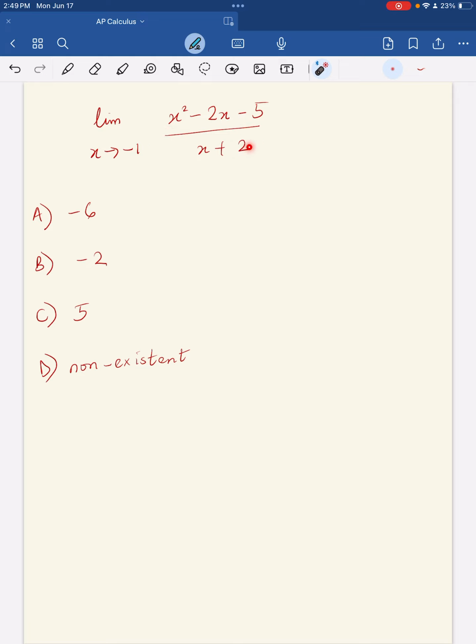If I do get an answer, then that's the answer. So let's see if that works here. So the solution, let's substitute x equals -1 in here.